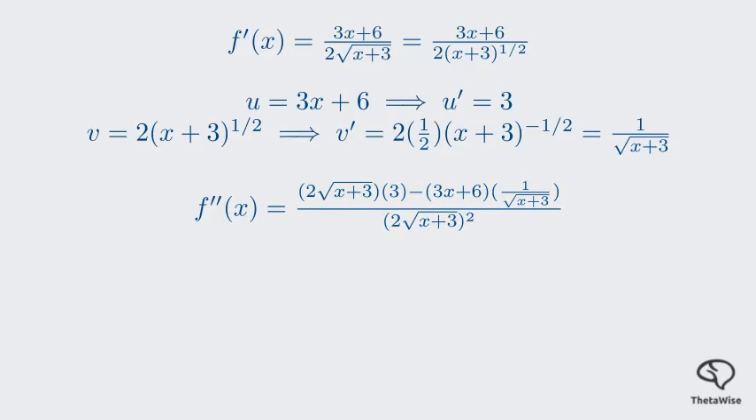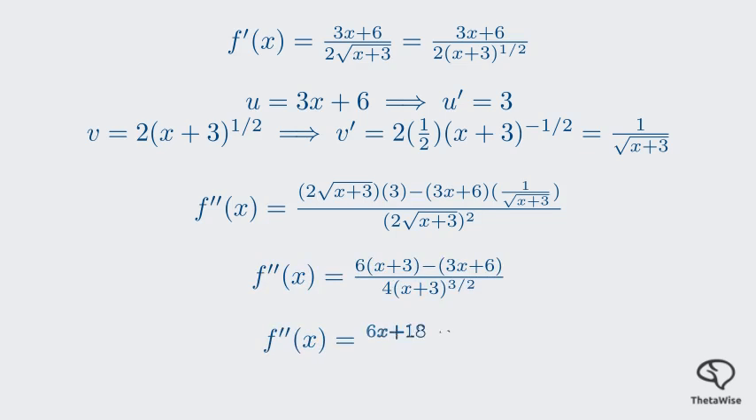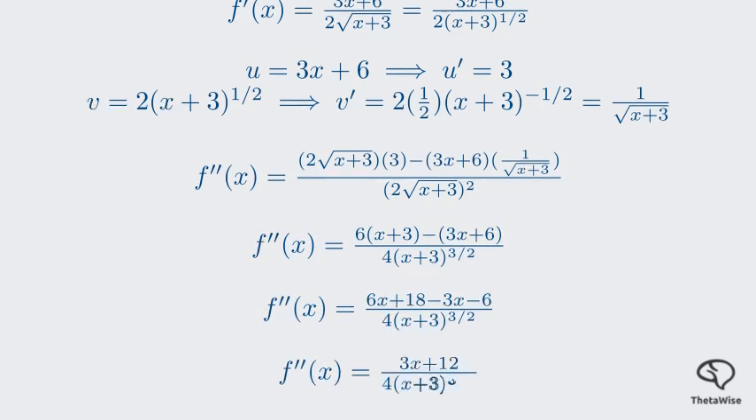To simplify, we can multiply the numerator and denominator by the square root of x plus 3. This clears the fraction in the numerator. We get 6 times (x plus 3) minus (3x plus 6) all over 4 times (x plus 3) to the 3/2 power. Simplifying the numerator gives 3x plus 12. So f double prime of x equals (3x plus 12) over 4 times (x plus 3) to the 3/2 power.